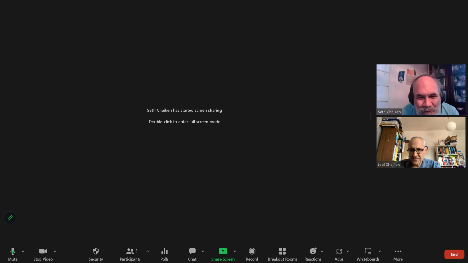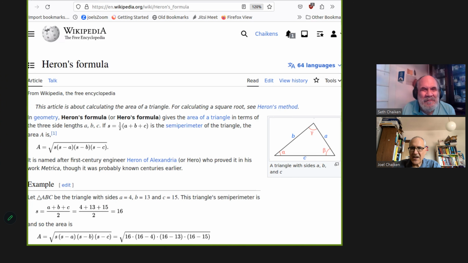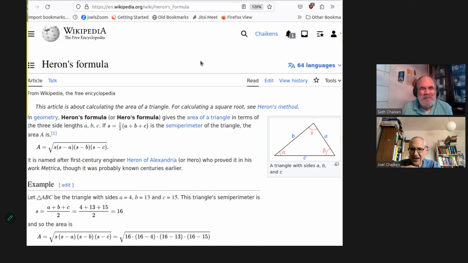Go ahead, Seth. Okay, now I'm going to do a screen share and show you something from the web. Do we see that? Yeah, the old Heron's formula. It's a cool way of calculating the area of any triangle, no matter what it is. Right triangle, left triangle, obtuse triangle. Right. So what is it?